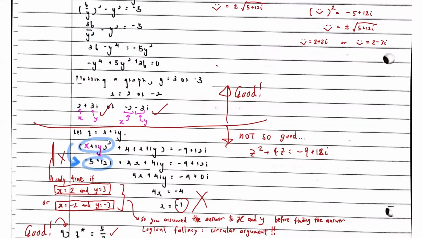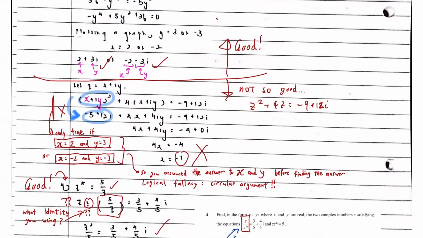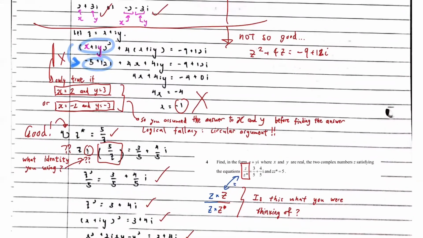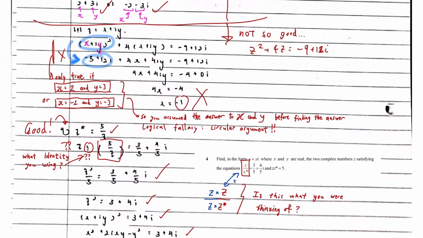Take a look at what you did. What you did is you replaced the z with x plus iy. Okay, that's fine. Up to this step is okay. Sorry, I should put a tick here. But over here, there's a problem from the blue to the blue. How do you know for sure what this x and this y are?